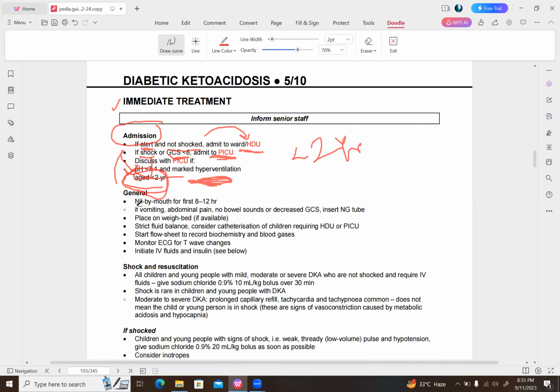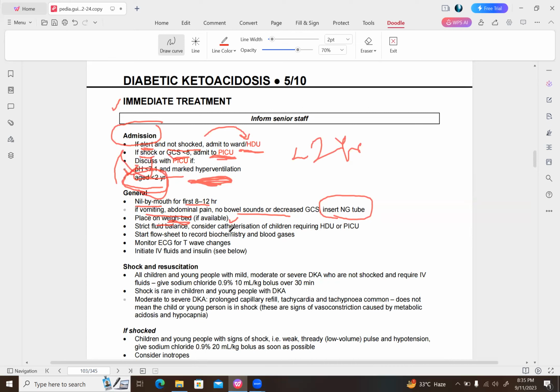Generally, what you do, you make them NBM, nil by mouth, for the first 8 to 12 hours. If vomiting, abdominal pain, no bowel sounds, or decreased GCS, you have to insert an NG tube. You have to check the weight. So if possible, put them on the weight bed to assess for the dehydration status. Okay. There is a strict fluid balance.